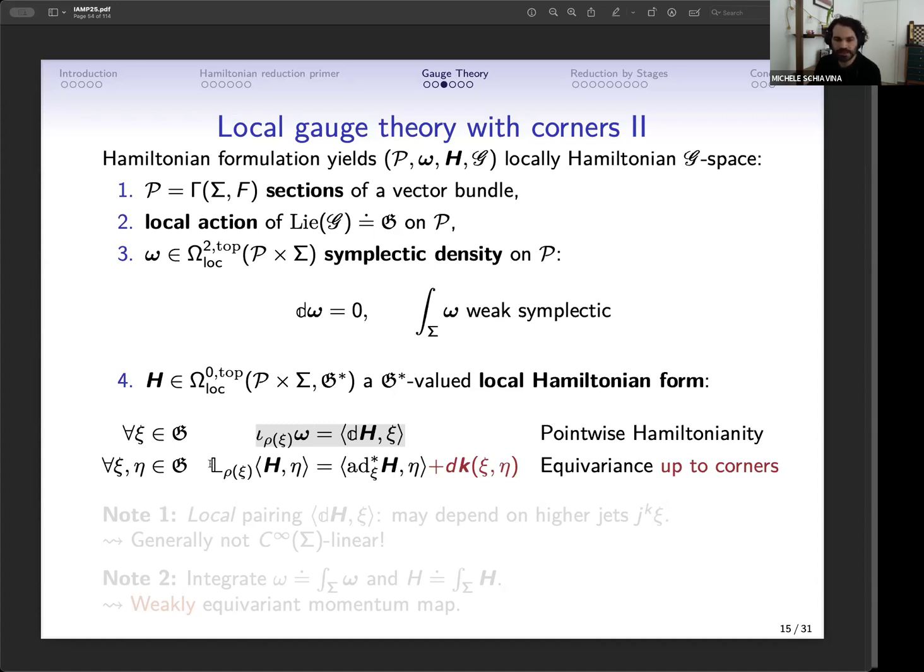And again, I have a generalization of the notion of equivariance that works pointwise for this particular scenario. I also have a notion of equivariance that I want to be satisfied up to exact densities.